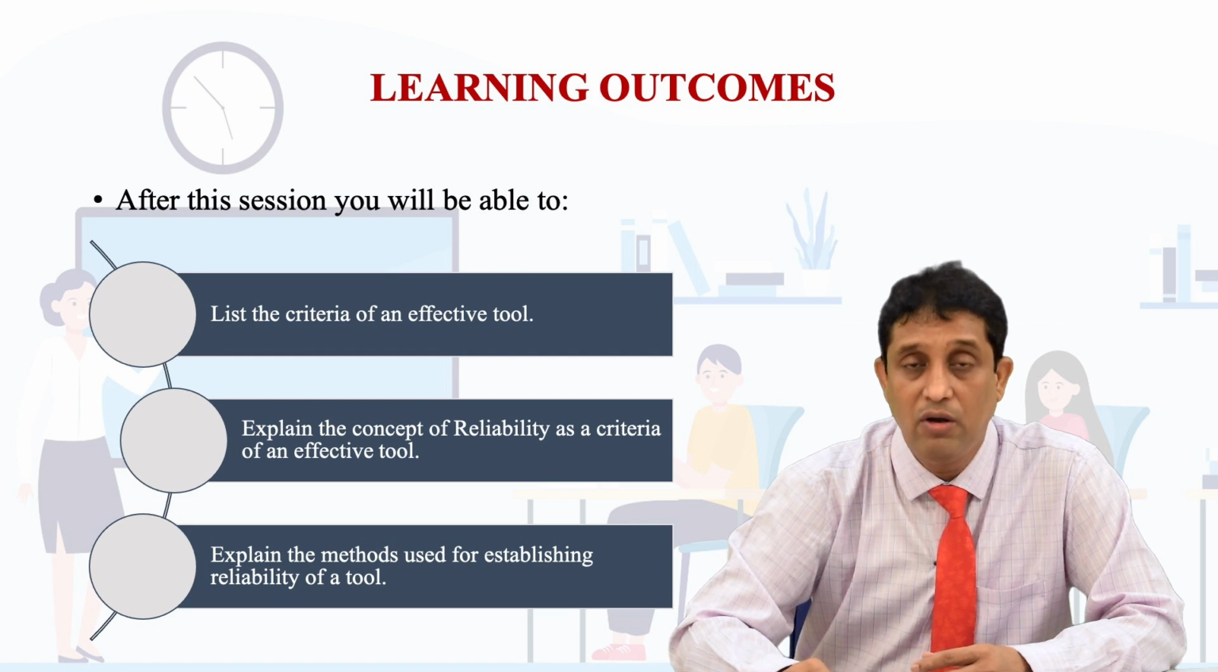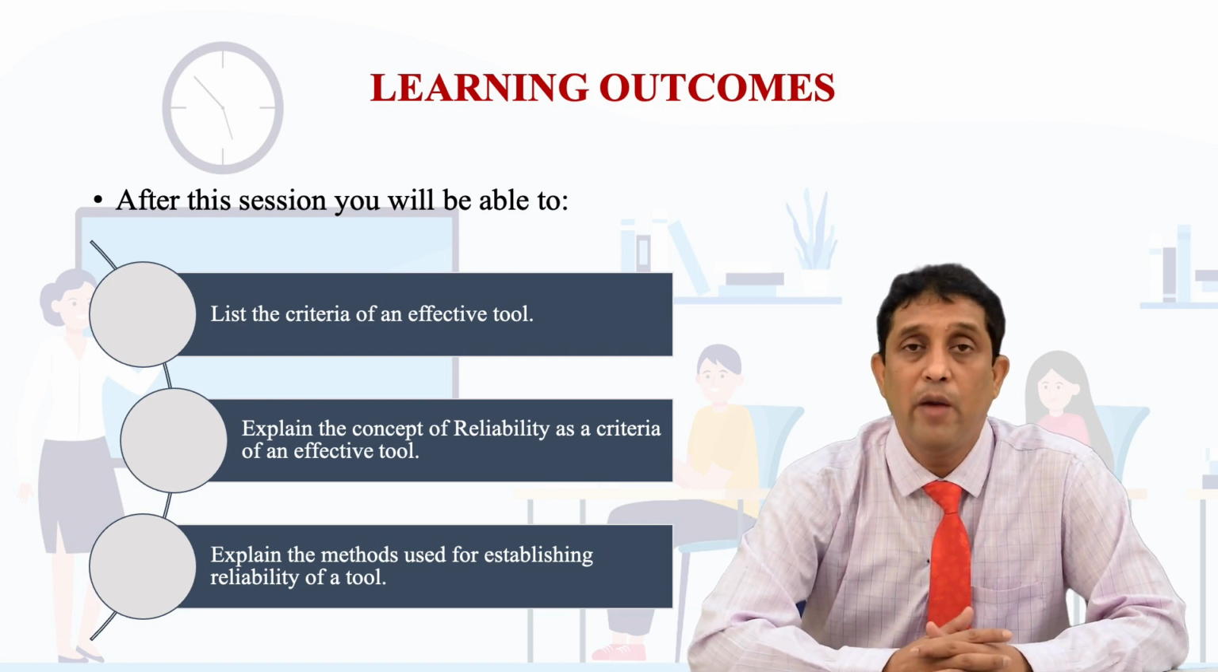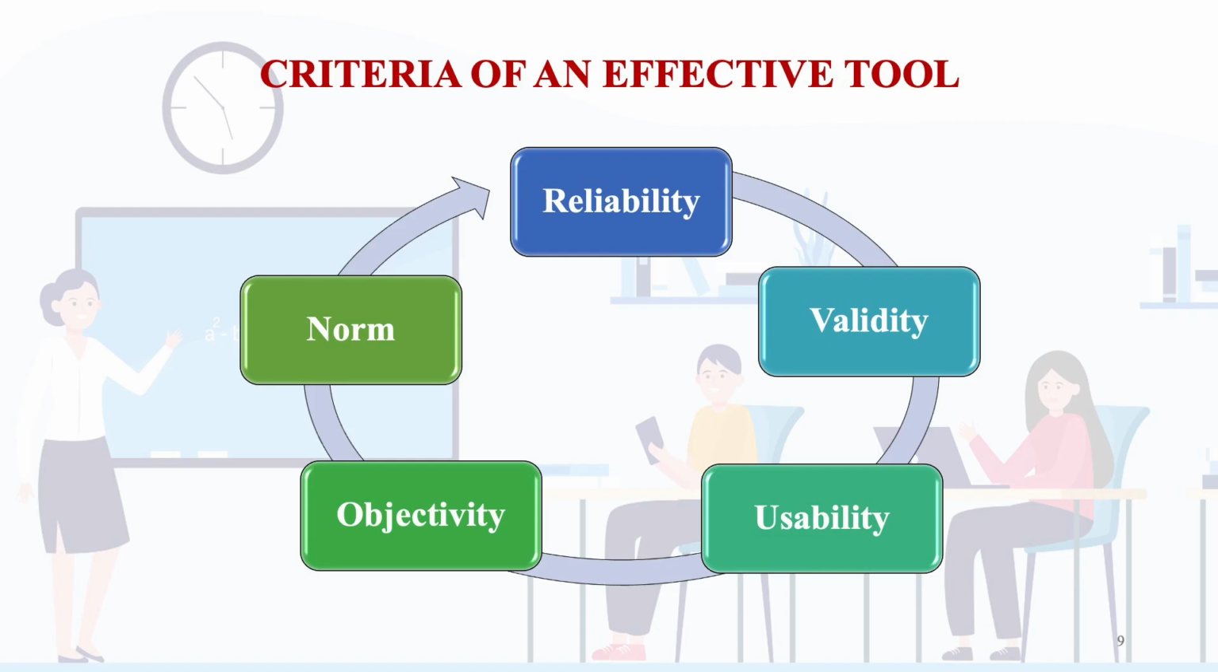Now let us go forward to know what the different criteria of a tool are that we call an effective tool. First of all, the first criteria is reliability. As I was saying in my earlier video lesson, in a standardized tool the entire procedure of test development should be followed. What is the entire procedure? First of all, writing the items, then analyzing the items, then establishing reliability and validity of the test.